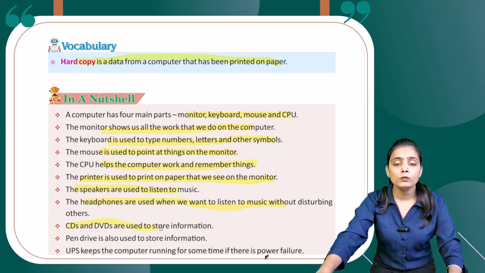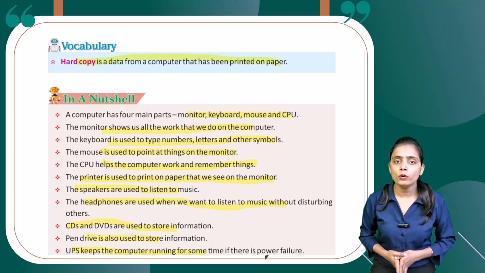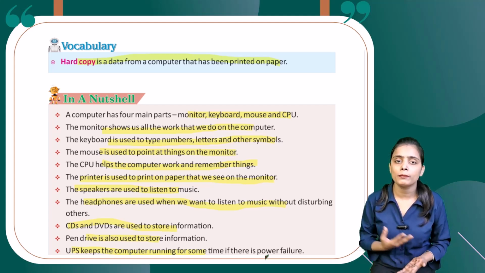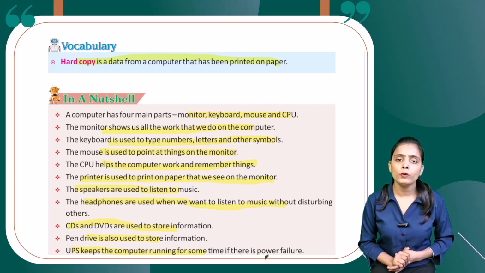And CDs and DVDs are used to store information, type of storage device. Pen drive is also used to store information, and UPS keeps a computer running for some time if there is a power failure. As I already told you, power failure हो जाता है तब भी आपका system on रहेगा because of UPS. So I hope student all the points are very clear to all of you, right?